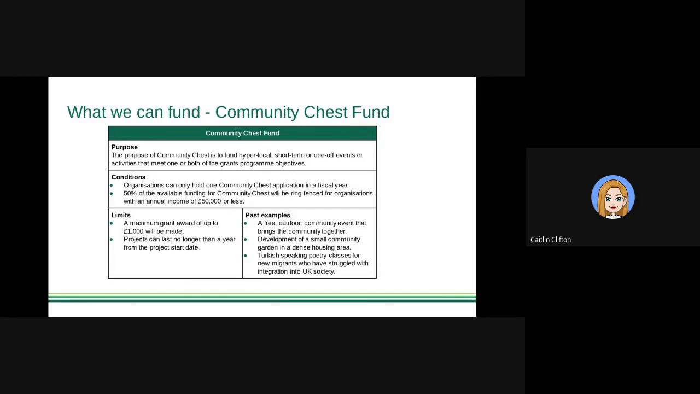Another key thing to note on this is that 50% of available funding for Community Chest will be ring-fenced for very small organisations with an annual income of £50,000 or less.